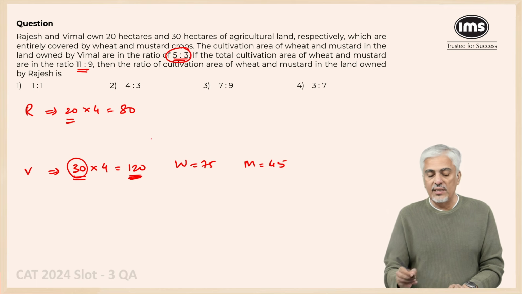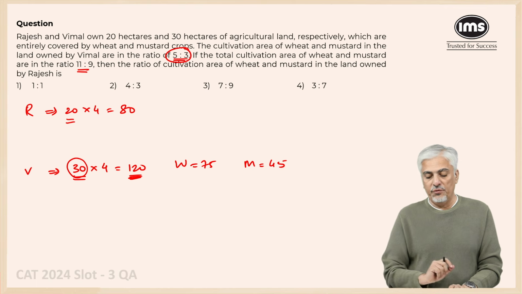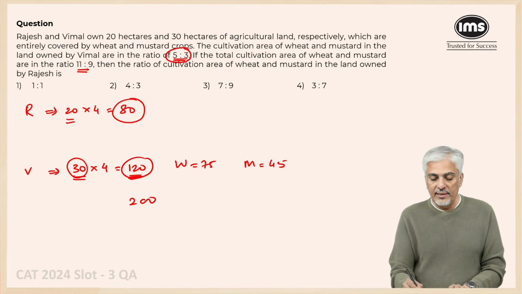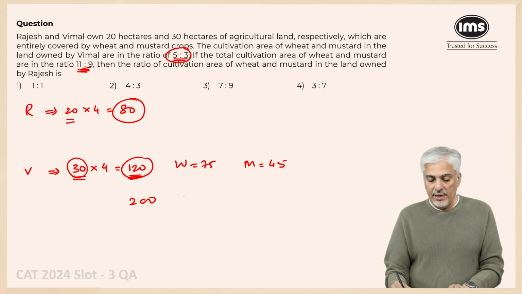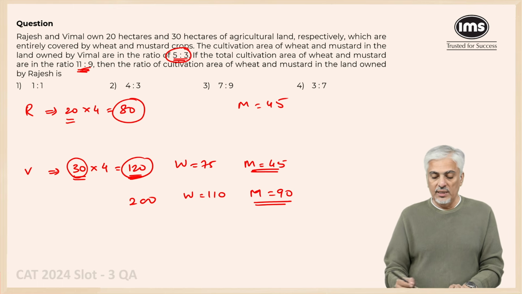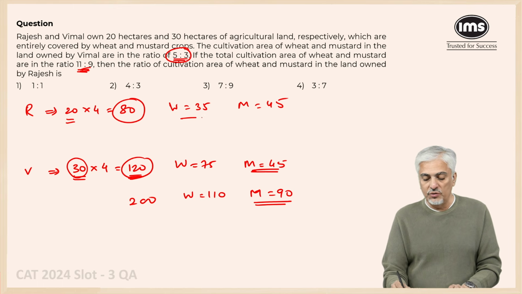Dividing 120 in the ratio 5:3. 5 by 8 of 120, 75 and 45, right? And same way, now dividing the total. Total was 200 in the ratio 11:9. That means wheat will be 110 and mustard will be 90. Now, this mustard is 90, mustard over here is 45. So, mustard for this person will be 45 for Rajesh and therefore wheat will be 35. And we want the ratio of this final answer.